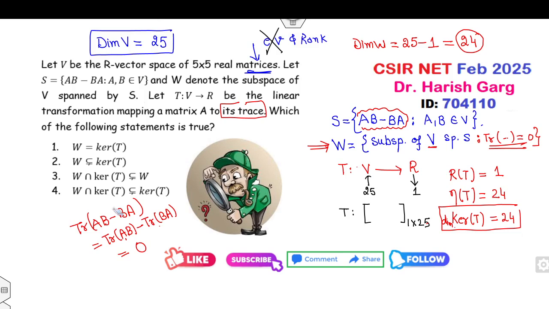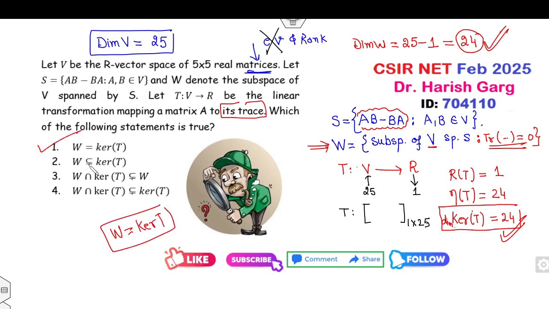Now you can see that dimension of the W, dimension of the kernel, both are my same. So what does it mean, W is nothing but my kernel of the T. So you can see the first option is the correct, it is a proper, you can see it's a not equal to, so it's a cancel, again it is a not equal to, cancel, cancel, so A is my right answer of this problem. You can see that it's a very simple question of the linear algebra.